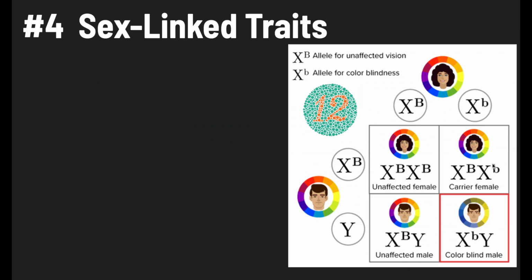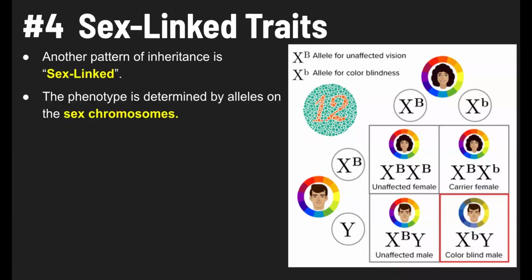All right, a fourth pattern of inheritance is called sex-linked traits. And the phenotype in sex-linked traits is determined by alleles on the sex chromosomes. Now, so far I haven't told you specifically about sex chromosomes. Biological females have 2 sex chromosomes. They are both X chromosomes.